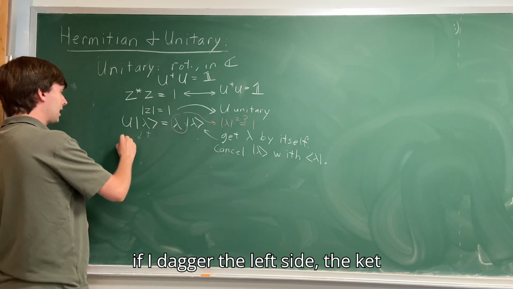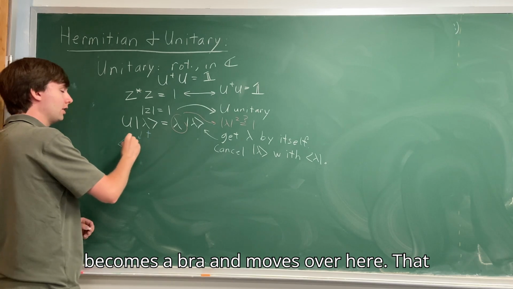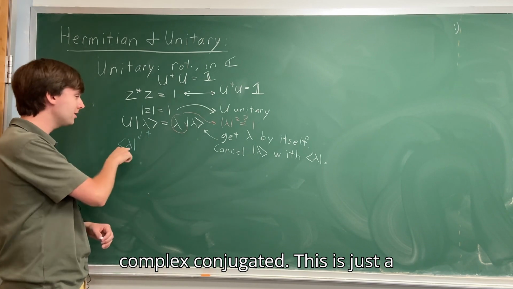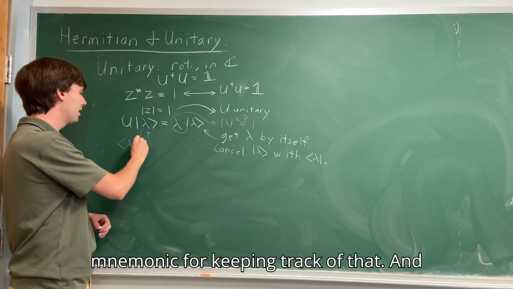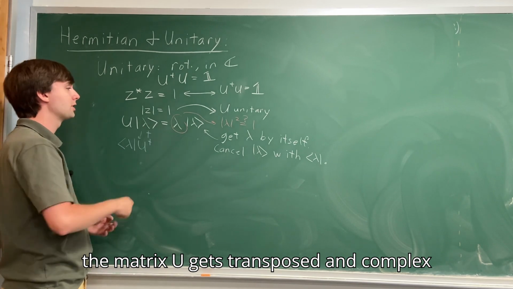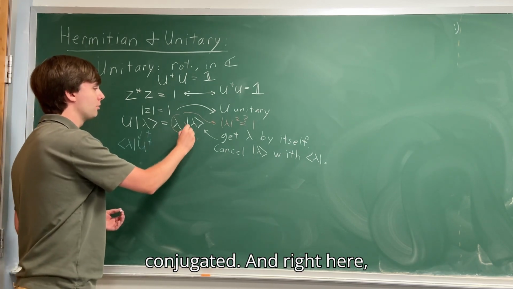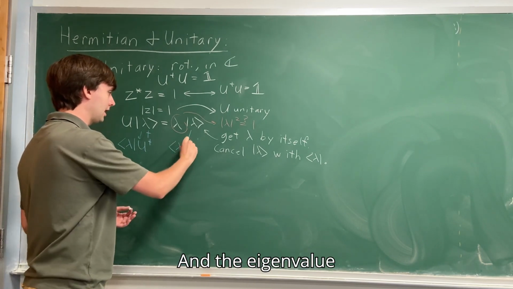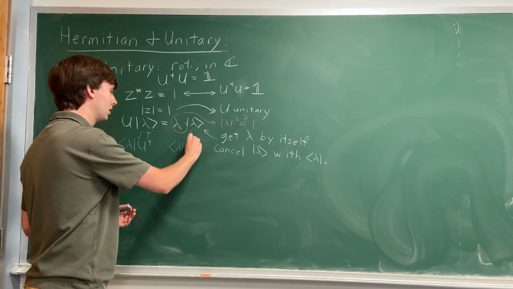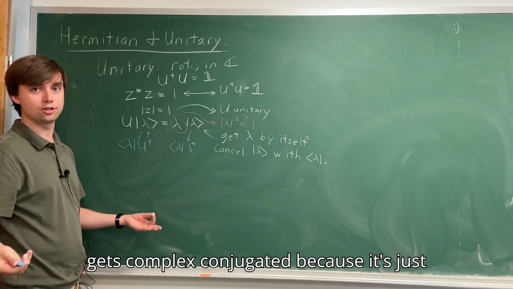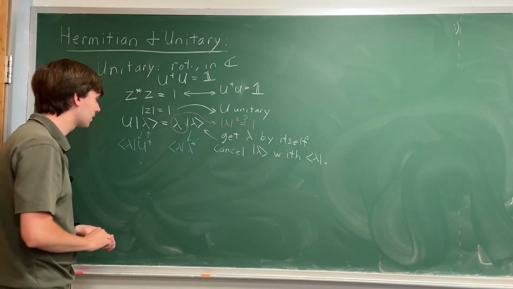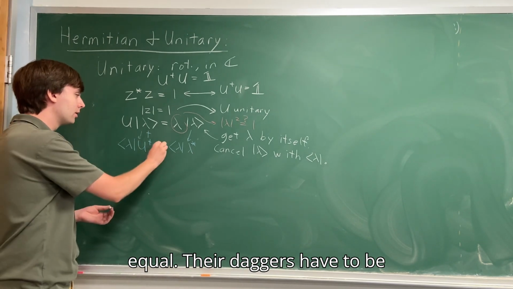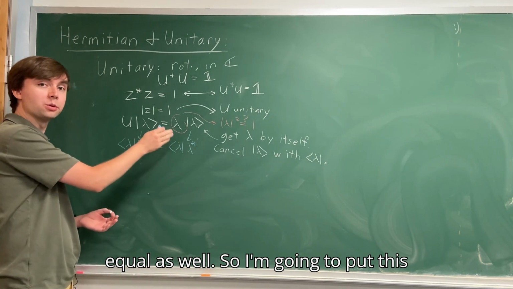if I dagger the left side, the ket becomes a bra and moves over here. That just means the vector got transposed and complex conjugated. This is just a mnemonic for keeping track of that. And the matrix U gets transposed and complex conjugated. And right here, the ket gets daggered into a bra, and the eigenvalue gets complex conjugated because it's just a number and we don't have to transpose that. So if I know that these two things are equal, their daggers have to be equal as well.